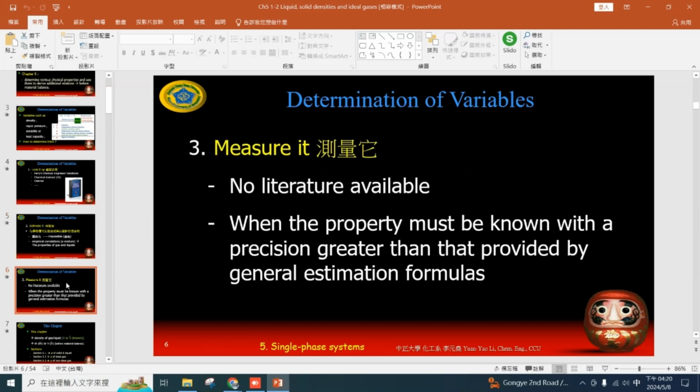The third method is what? To do the experiment to measure the properties. For example, if you want to find out the density of a mixture containing 55% A and 45% B, you just measure it, right? You measure the volume, measure the weight, and you get a density. Okay, so this is the third method.